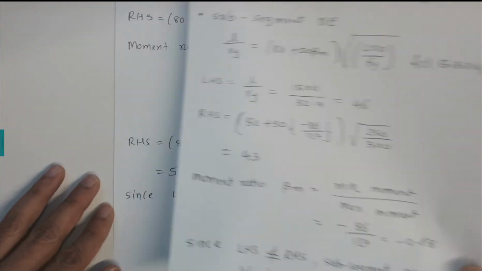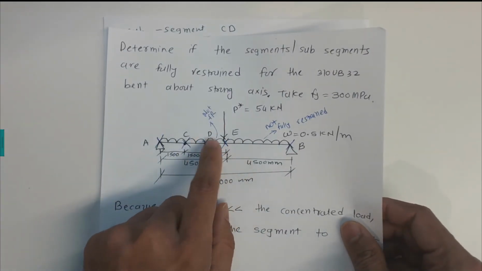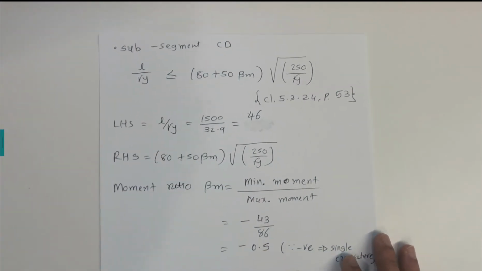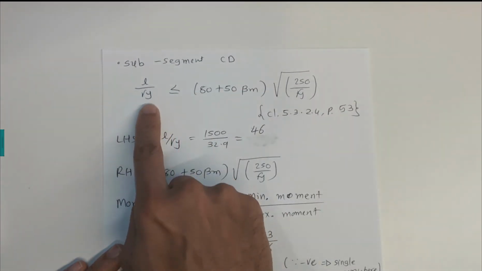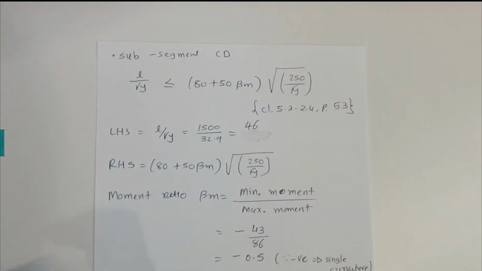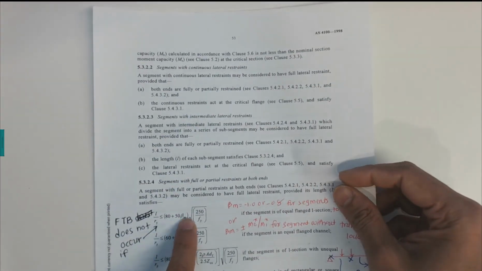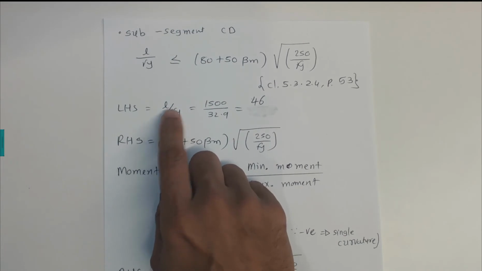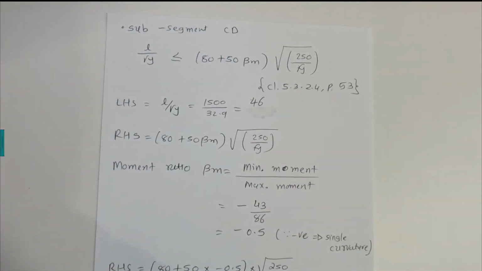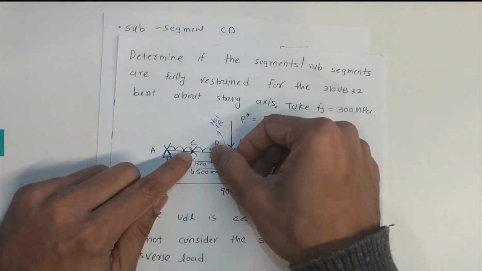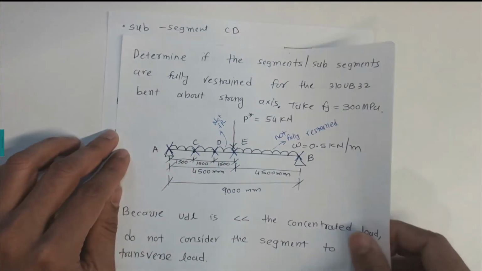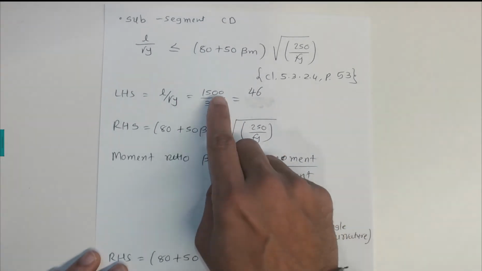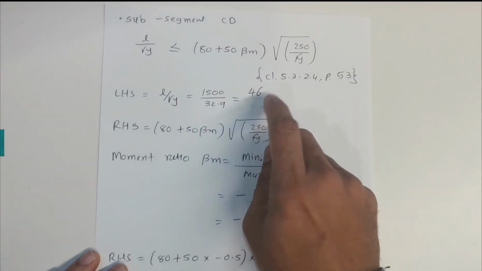Now we're going to continue with segment CD. We have done segment DE. Now we're going to do segment CD. For segment CD, L over ry, and these equations are again taken from clause 5.3.2.4 on page number 53. We have these equations in this clause. Now for the left hand side, the length is again 1500 for segment CD. Check it here in the question. In segment CD we have 1500. Radius of gyration 32.9 gives 46.